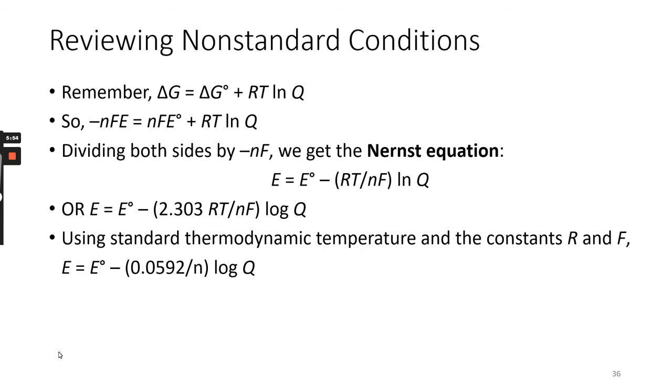So what happens if we're at conditions that are not standard? Remember, delta G is our standard delta G plus RT log Q. If we plug in our nFE for them and divide, we get our Nernst equation right here. Sometimes you're going to see natural log, but sometimes you might see the regular log, so they just insert the number to convert from natural log to log. And if you plug in your RT numbers here and your F value, you will get this constant here.